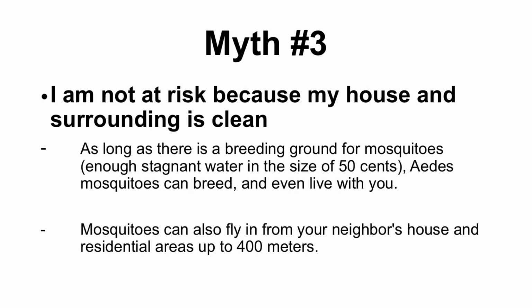Mosquitoes can also fly from your neighbor's house from a 400 meter area. So if your house is clean but your neighbor's house is not clean, you have a high probability to get it.